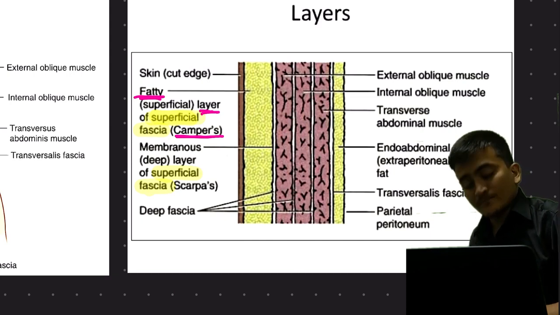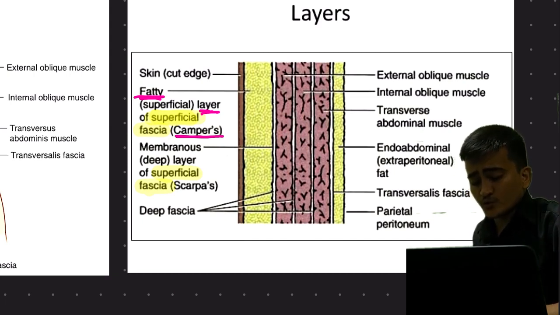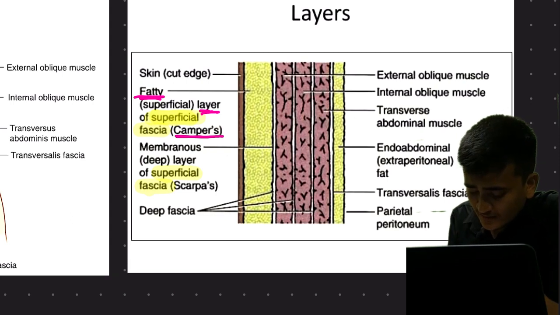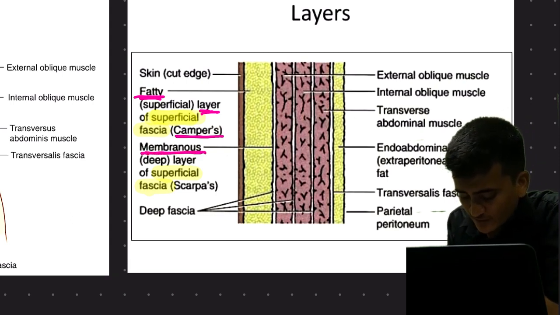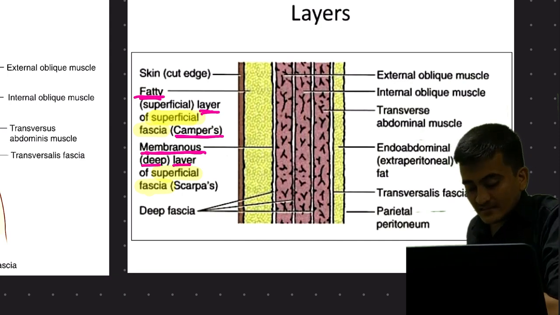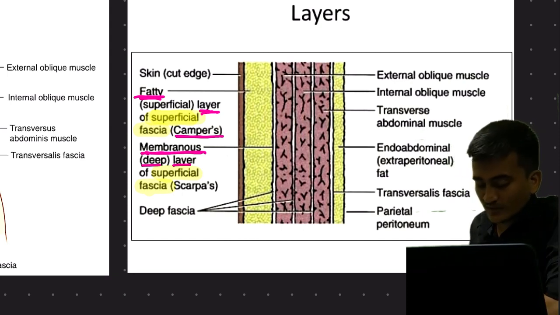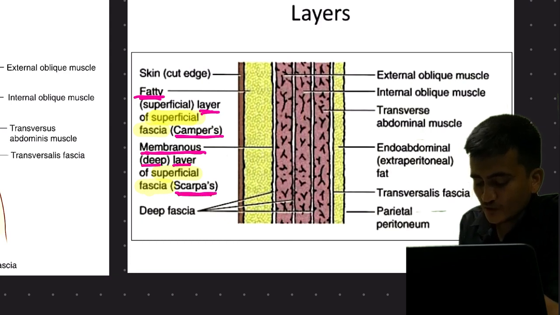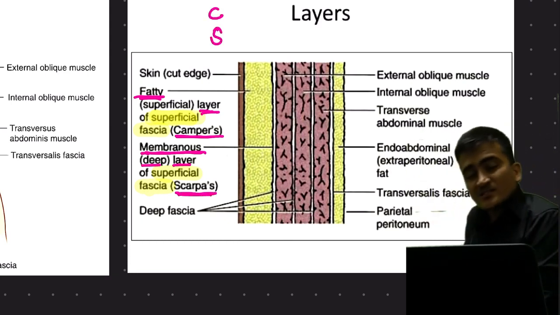So, deeper to this Camper's fascia, we have got what? The membranous layer of superficial fascia. Inside it we get the membranous or deep layer of superficial fascia, and it is known as what? Scarpa's fascia. So we need to know C and S: Camper's fascia and Scarpa's fascia.